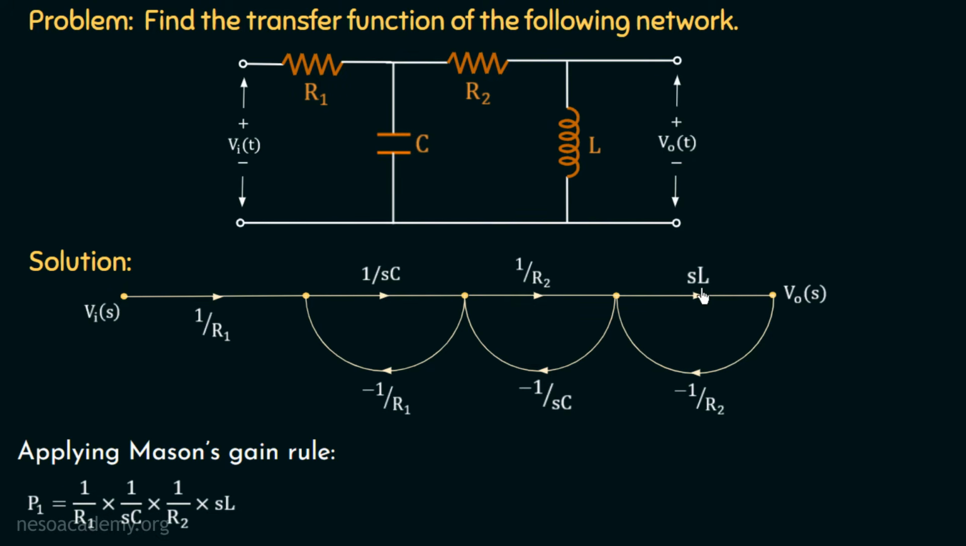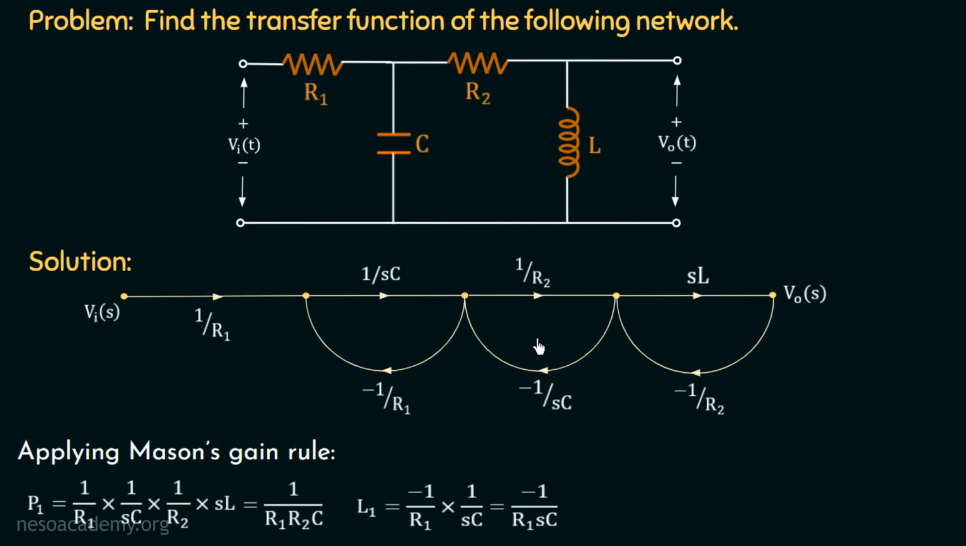So if we take the product, we will have the forward path gain equal to 1 over R1 R2C. Now we will calculate the loop gains. So we have 3 loops present in this signal flow graph. The loop gain L1 is the product of these two branches, which is equal to minus 1 over R1 multiplied with 1 over SC. So it will be equal to minus 1 over R1 SC.